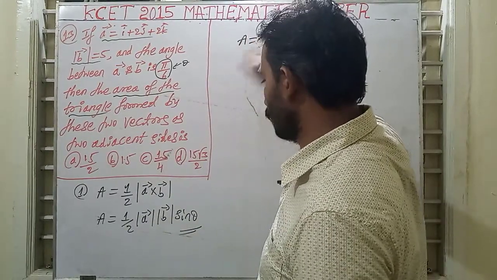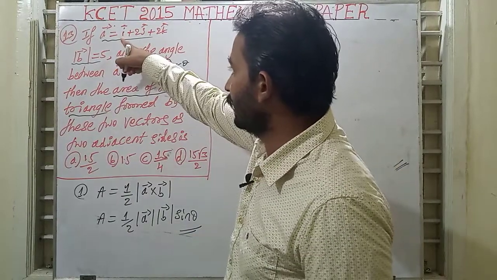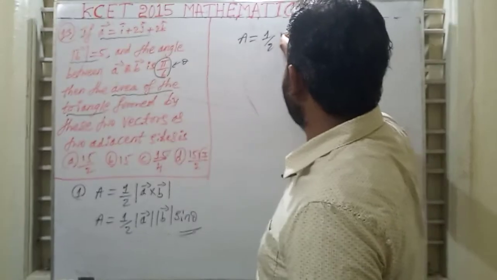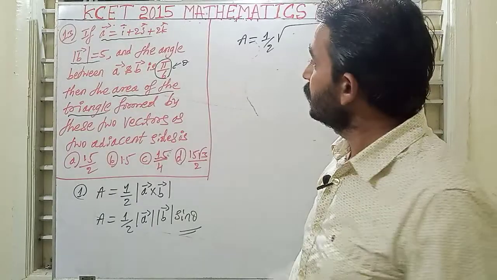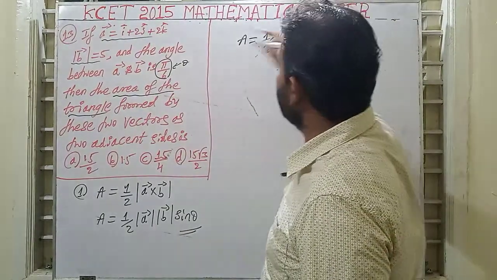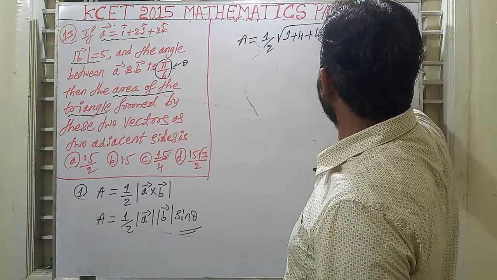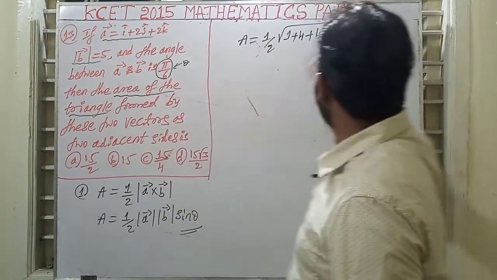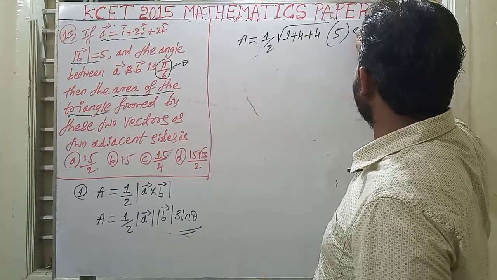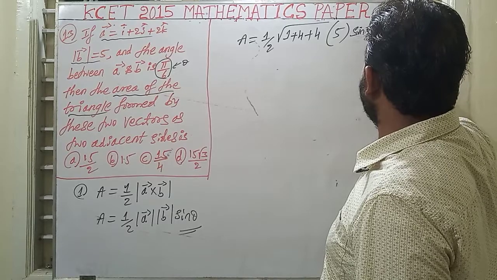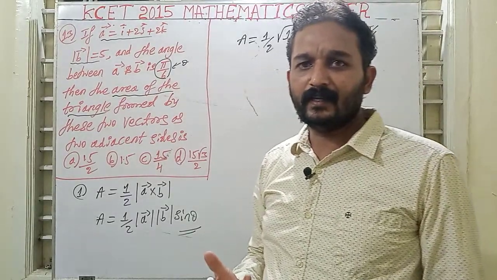Area is equal to half as it is into magnitude of A. So we have to find out the magnitude of A. Magnitude of A means what? Square root of the sum of the squares of the scalar components. Okay. So 1 square is 1, plus 2 square is 4, plus once again 2 square is 4, again into magnitude of B, which is given as 5, into sin theta. Theta is pi by 6. Sin pi by 6 means sin 30 degree. Sin 30 degree is what? Very easy. Sin 30 degree is 1 by 2.